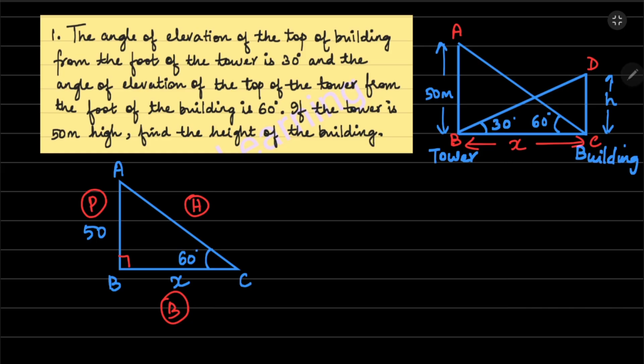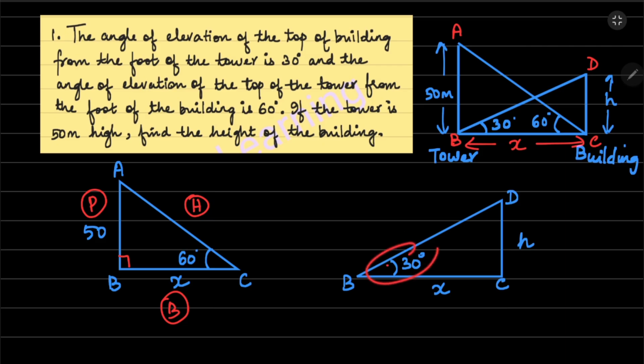Which is the other right angle triangle that you see here? With respect to 30 degrees, you can see another right angle triangle. So let's draw that right angle triangle as well. Let's mark it: B, C, D, and this is 30 degrees and this is your X. And this is H, which we have to find. Since this is your theta, right opposite will be your perpendicular. This will be your hypotenuse and this will be your base.